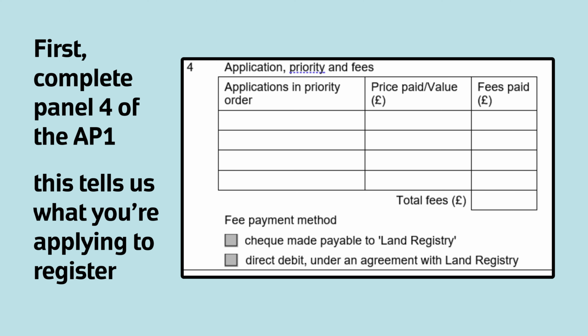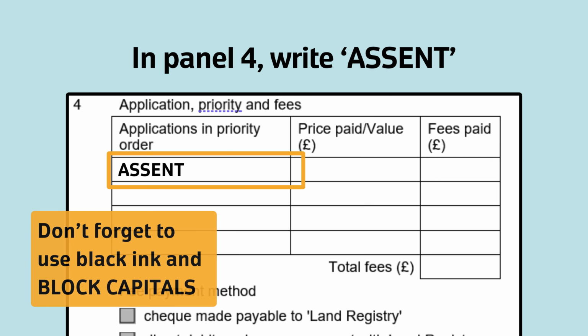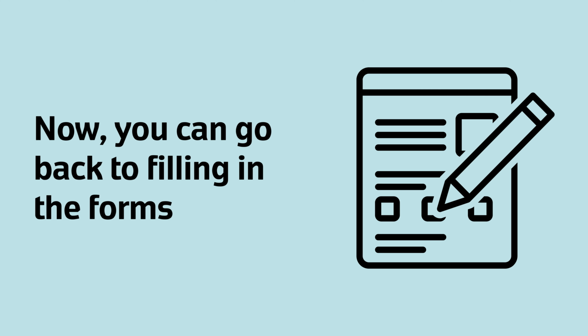Before you go any further, complete panel 4 of the AP1. This tells us what you're applying to register. In panel 4, write Assent. Don't forget to use black ink and block capitals. Now you can go back to filling in the forms.